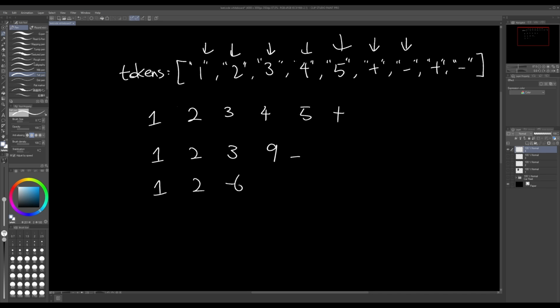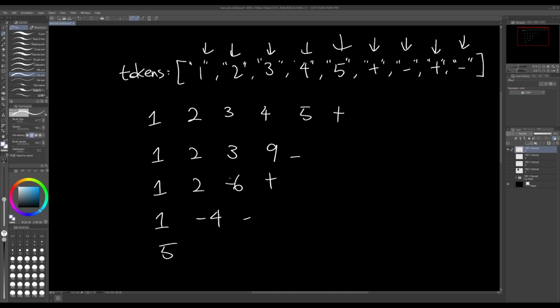1, 2, and negative 6. And the next element is plus. This plus is going to be acting on these two. So 2 plus negative 6, which is negative 4. We have 1 and negative 4, and then we reach the final operator, which is a minus. And minus is going to be acting on these two, so it will be 1 minus negative 4. 1 minus negative 4 is positive 5. And that is our answer.